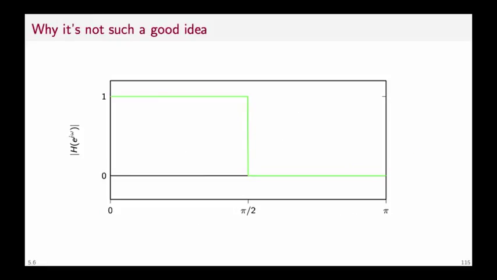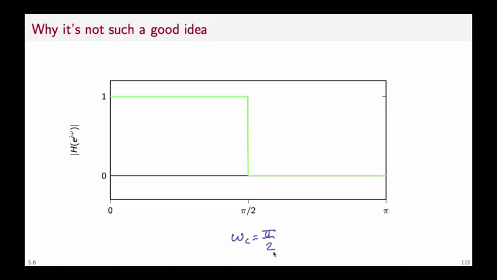So we have seen why impulse truncation might be a good idea, but it's time to look at why it might not be such a good idea after all. And to appreciate that, we have to look at the frequency response of the approximate filter. So here in this plot, we show the frequency response of an ideal low-pass filter, where we choose omega c equal to pi over 2.